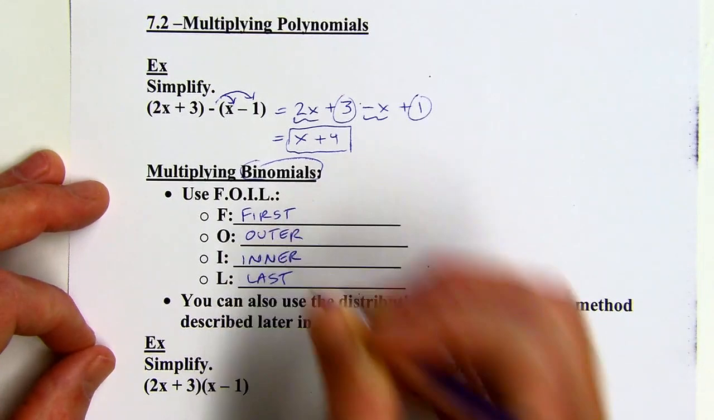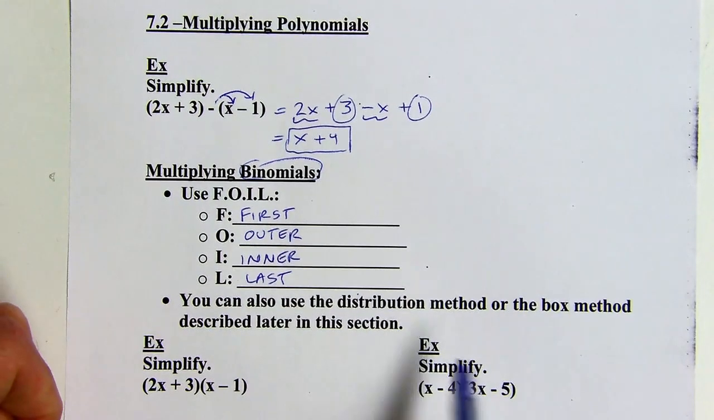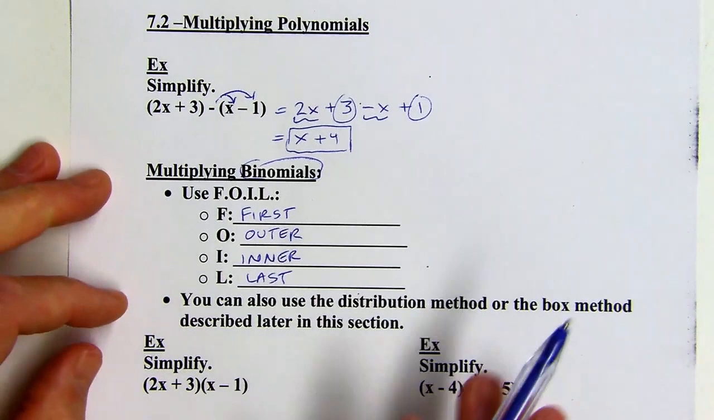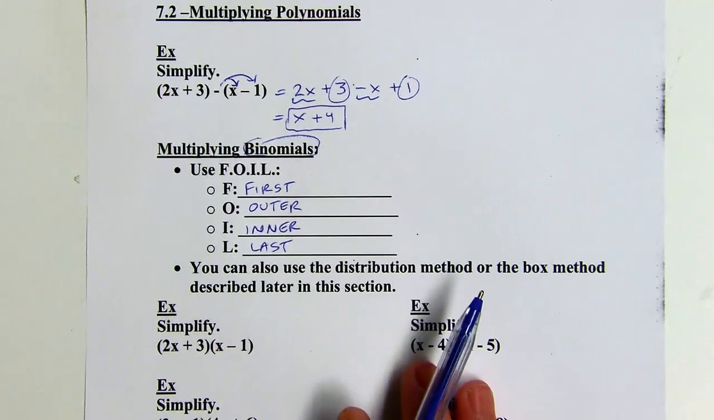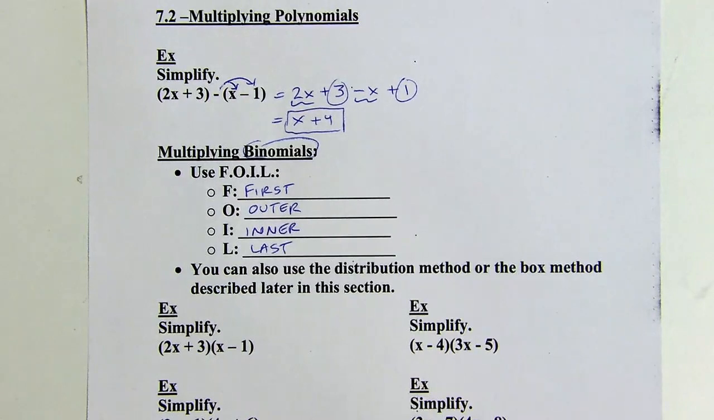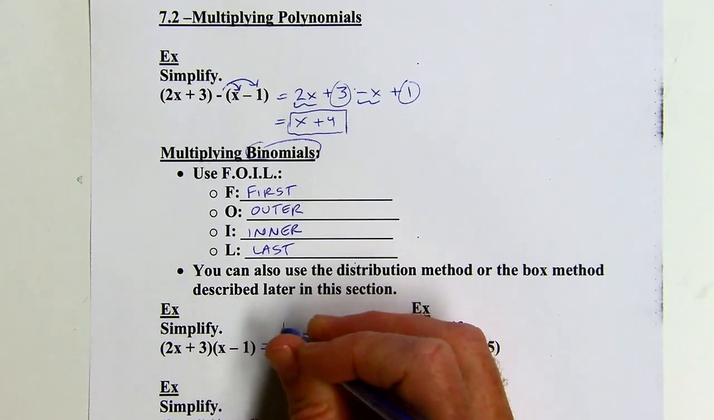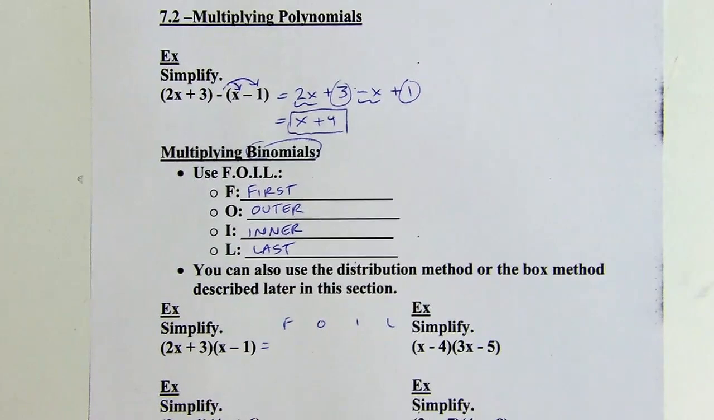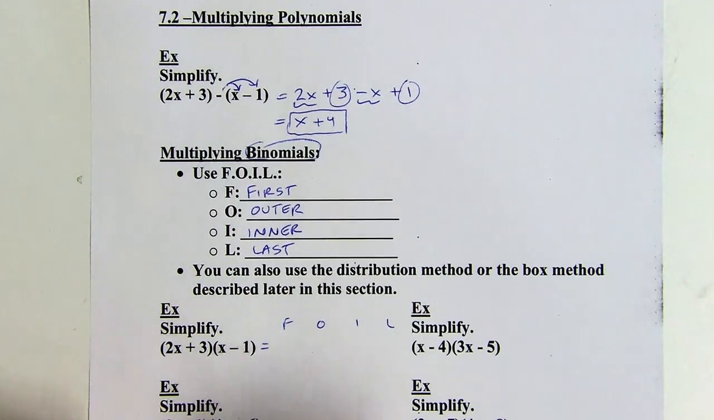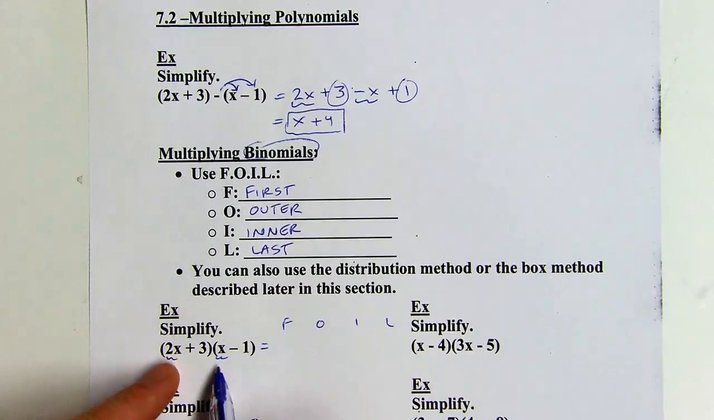Okay? And this isn't the only method you can use. You can use the distribution method or the box method. But let's talk about FOIL first. It's the most popular method for multiplying binomials. So it's usually what I use. So what I'm going to do here, I'm just going to write out FOIL, and I'll space that out a little bit.